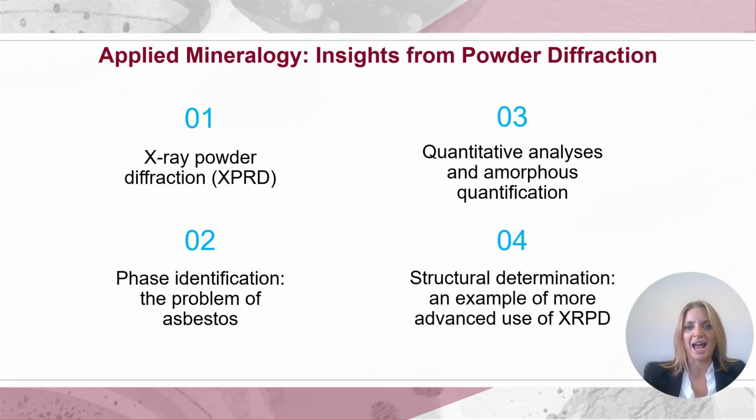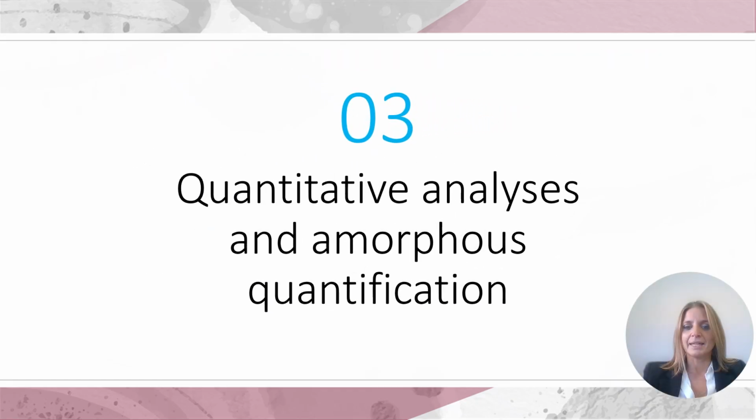Now that we've seen how X-ray powder diffraction can be used for phase identification, for example in detecting and distinguishing asbestos minerals, let's move on to the next step, the quantitative analysis. In this part, we'll see how X-ray powder diffraction not only tells us which phases are present, but also how much of each one there is. And beyond that, we will look at one of the key challenges in many real materials, the presence of an amorphous fraction, which requires specific methods to quantify accurately.